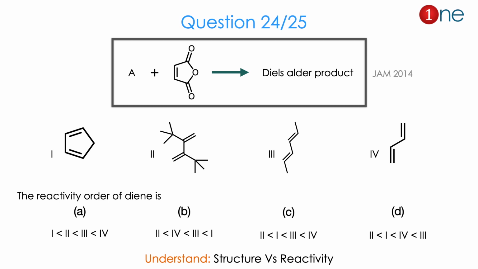Then let us look at the next question. They ask you to guess the starting material with maleic anhydride. The product is a Diels-Alder product. They gave 4 different starting materials. All are dienes. You have to guess the reactivity order. From the question and possible 4 reactants, you might realize the question is really about structure versus reactivity. The answer is B. Let us see how.